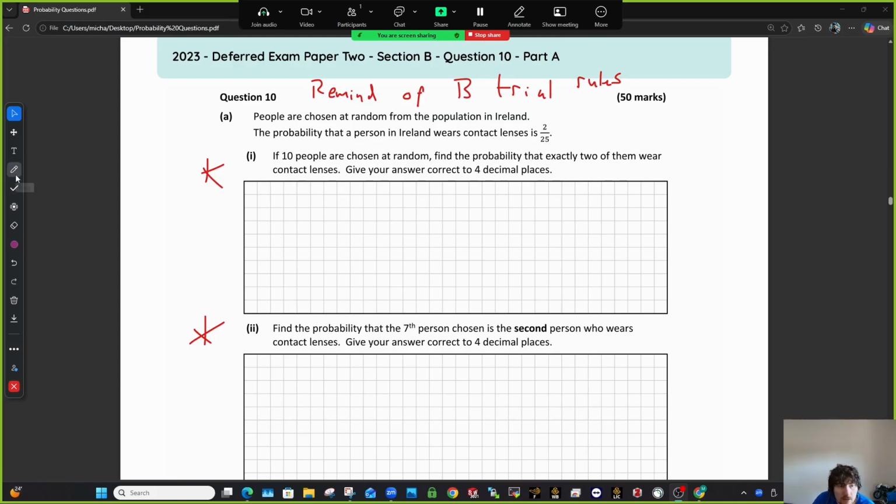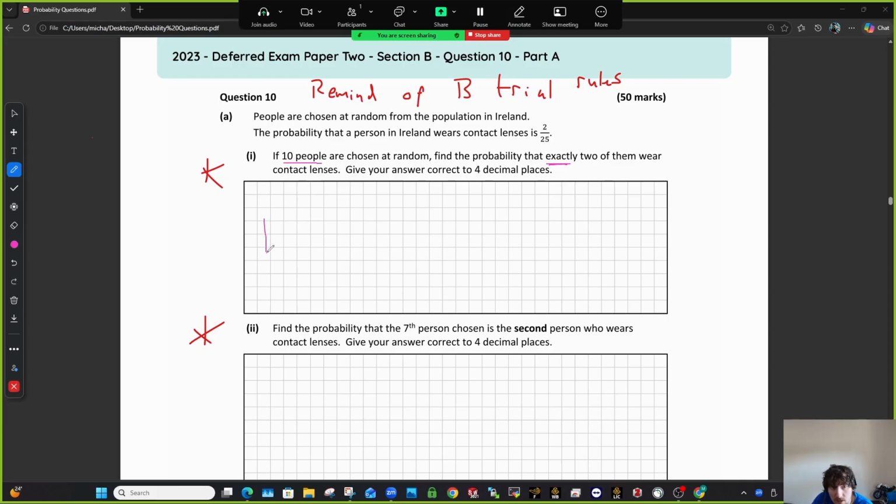Okay, so this is clearly a Bernoulli trial. You can read them, they're very repetitive. People are chosen at random from Ireland, probability to wear contact lenses. So there's your probability of success there, 2 over 25, okay? If 10 people, there's your n, if 10 people are chosen at random, find the probability that, see this buzzword, exactly 2 of them wear contact lenses. So this is 2 successes out of 10 attempts.